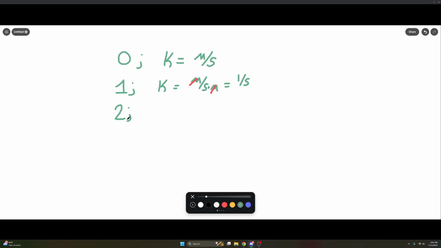If I go to second order, I'm going to once again just start at the beginning, write down 0 order, molarity per second. I have second order, so I'm going to write M squared. If you want to write 2 M's, be my guest. That's fine.